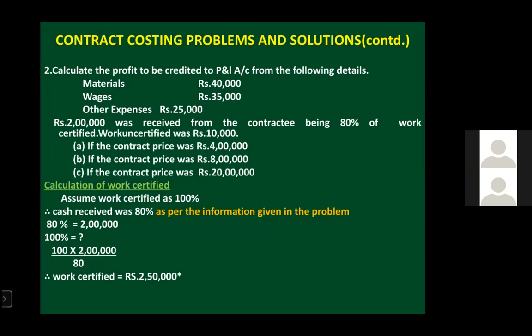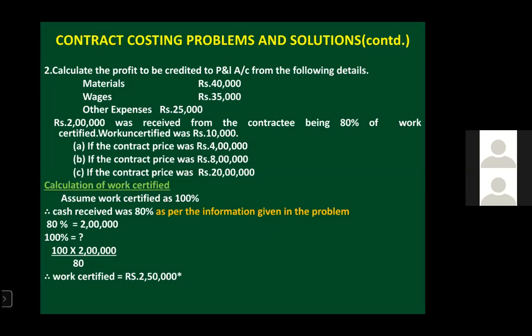We need to work out this problem in 3 situations as per the problem. The first situation is, if the contract price was 4 lakhs. The second situation is, if the contract price was 8 lakhs. The third situation is, if the contract price was 20 lakhs. So how are we going to calculate the profit to be transferred to P&L account under these 3 situations? Let me first calculate the work certified, because without knowing the work certified, we will not be able to calculate the notional profit.